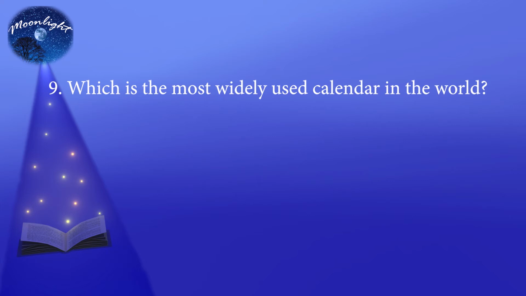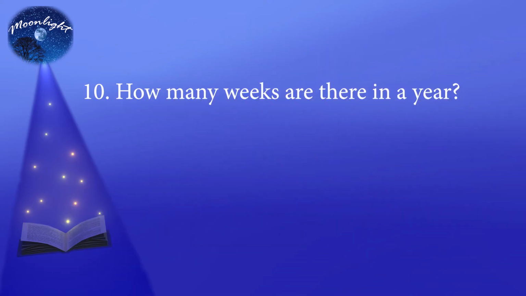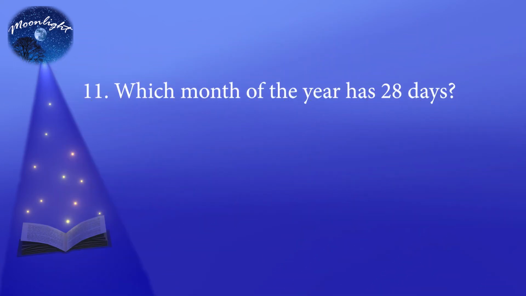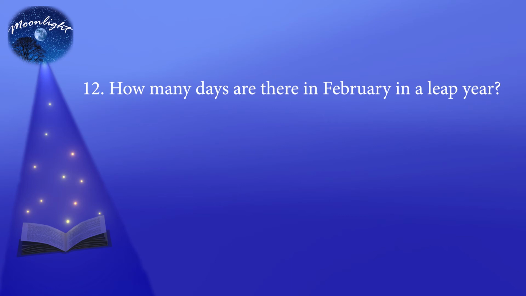Which is the most widely used calendar in the world? Gregorian calendar. How many weeks are there in a year? 52 weeks. Which month of the year has 28 days? February. How many days are there in February in a leap year?